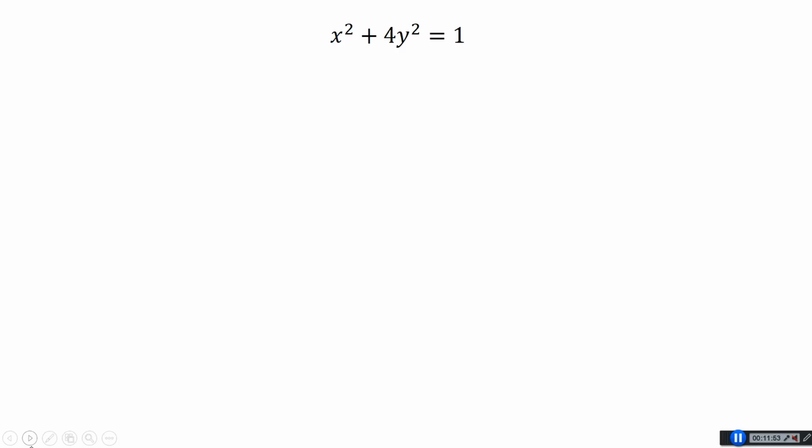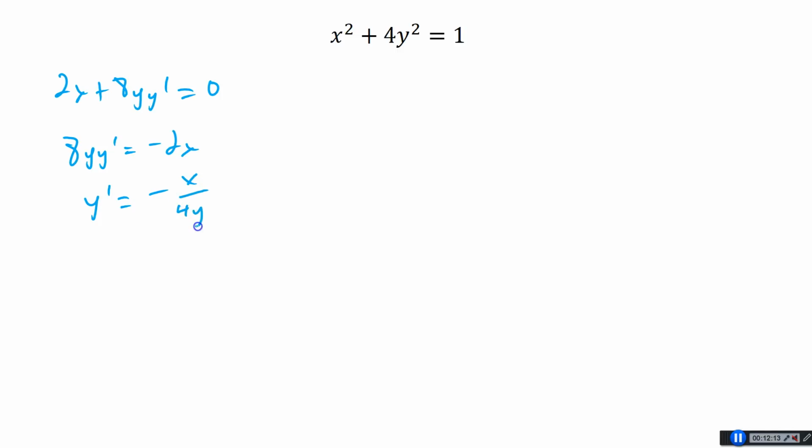All right, got one more that also has some funky algebra. If you want to try it and see if you can make that algebra work out, you can. I'm just going to jump in. So we have 2x plus 8y y prime equal to 0. Get that y prime by itself, so I have 8y y prime equal to negative 2x. Divide by 8y, y prime is negative x over 4y. Is that right? I think I did that right. I hope so.